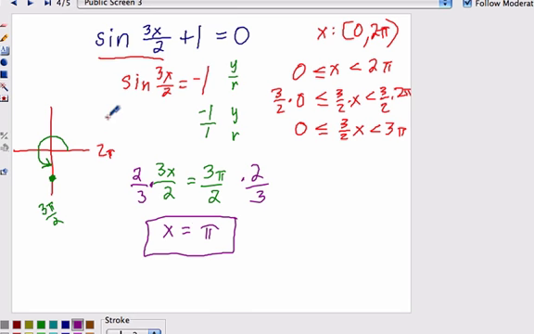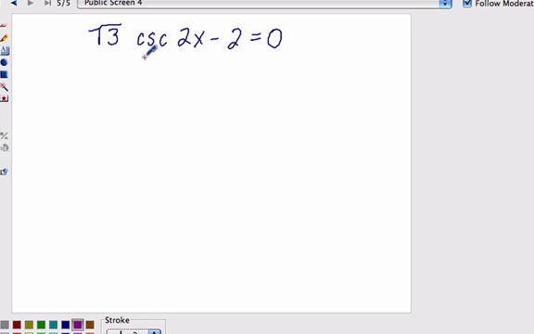Okay, so let's look at one more. In this one I have the square root of 3 times the cosecant of 2x minus 2 equals 0. Again, for the interval of 0 to 2 pi. So remember 0 to 2 pi, that means that x is going to be in between 0 and 2 pi, not including 2 pi.